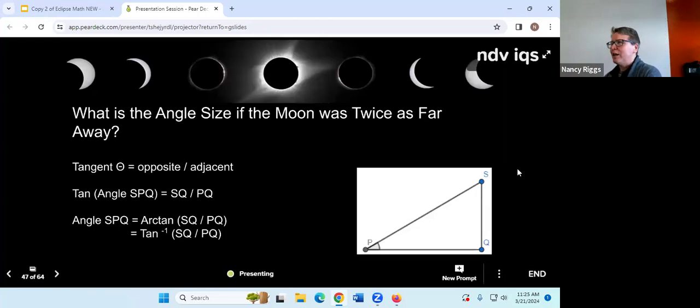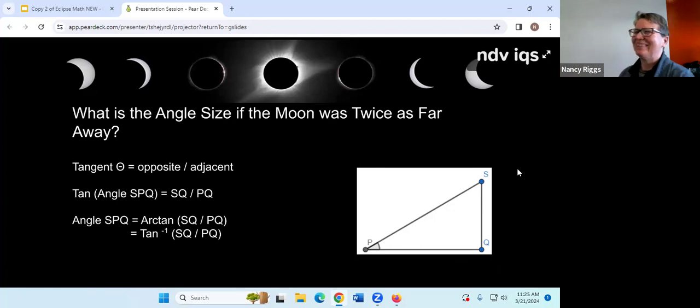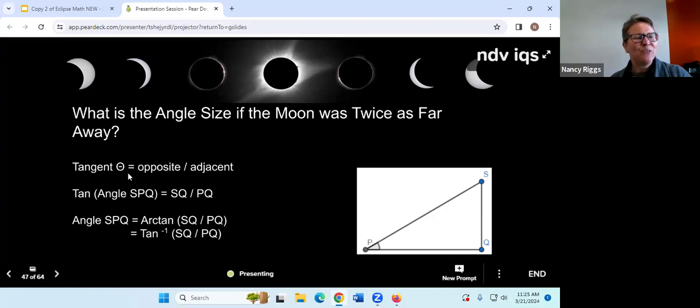I'm going to make you do some trigonometry. So let's first cover what this is. I'm going to use something called a tangent. And for those of you who have never seen that, that is the Greek letter theta. That's just the variable that we like to use for angles. And we are going to define it as opposite over adjacent. So in my little picture here, I'm looking at this angle. Its opposite side is this one, SQ, and its adjacent side is this one, PQ.